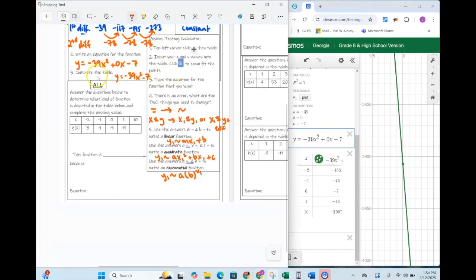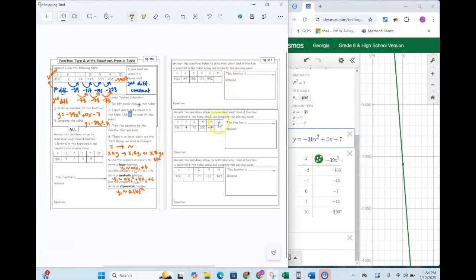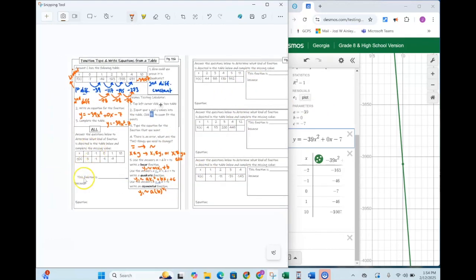So for each of these questions, that's what you're doing. Find the 10th value, or a different value if it has the 11, 12, and 4. This function is what? Linear, exponential, quadratic, neither. Why? And then what is the equation? So for each one, let's practice.